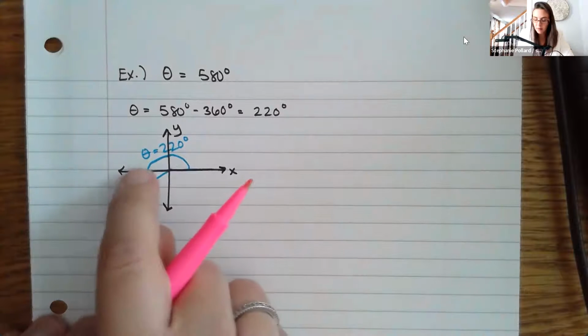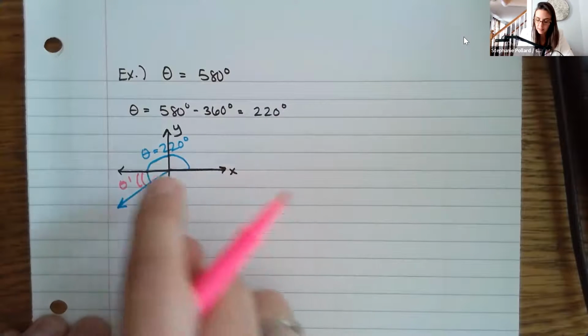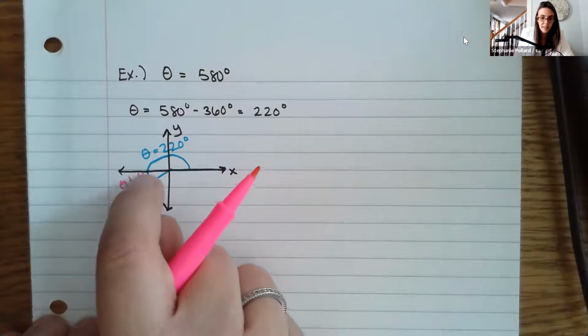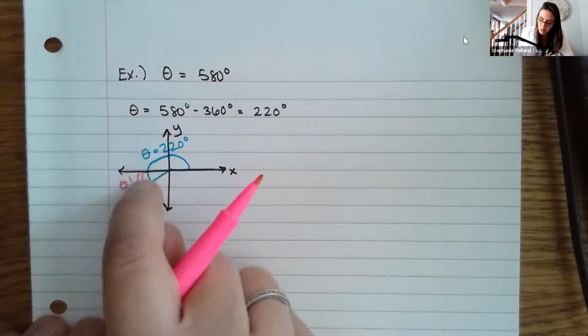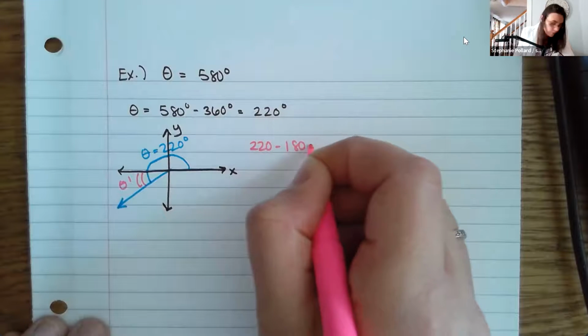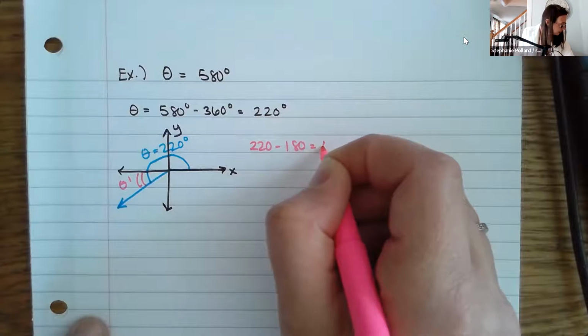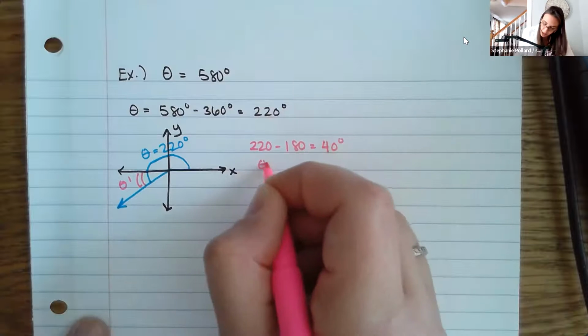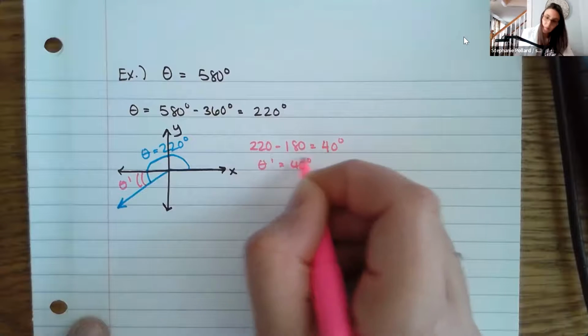Again, I kind of remember that this piece here is 180, right, the top half. So if I need the little piece in between, I could take that 220 and subtract the 180. And then I'm left with, what, 40 degrees here. So my reference angle there is 40 degrees.